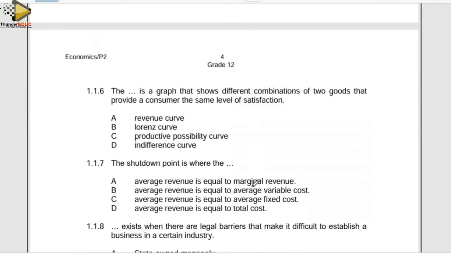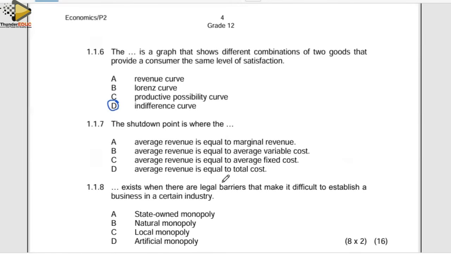Number 1.1.6, it says the dash is a graph that shows different combinations of two goods that provide a consumer with the same level of satisfaction. When you are considering satisfaction and you are looking at a combination of two goods that yield the same level of satisfaction, we are looking at the indifference curve. I understand you know indifference analysis, where we are comparing the utility derived from a particular product and the utility from another product versus the price on the budget line. It gives us two combinations with the same yield of satisfaction or utility. Right.